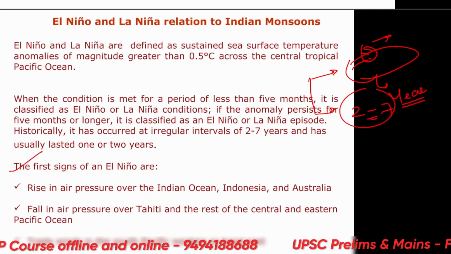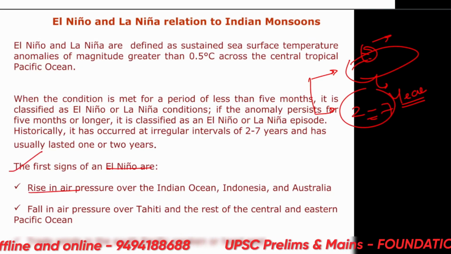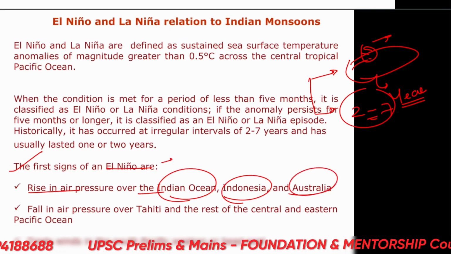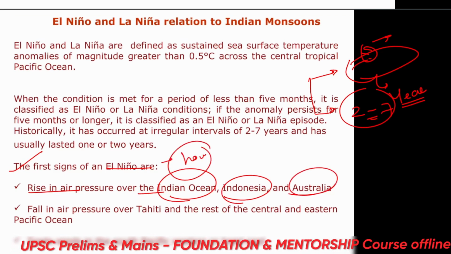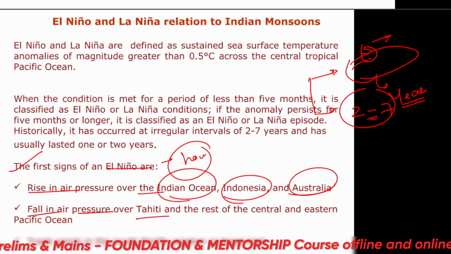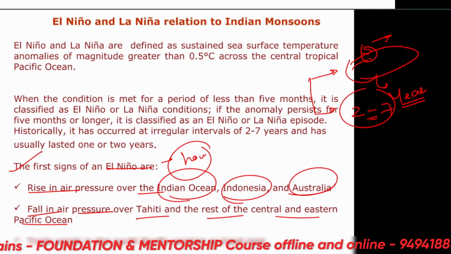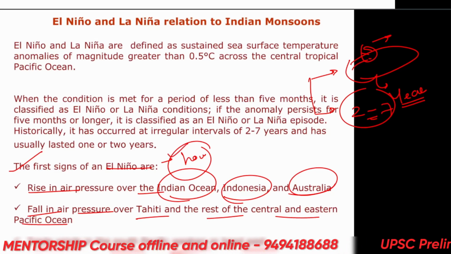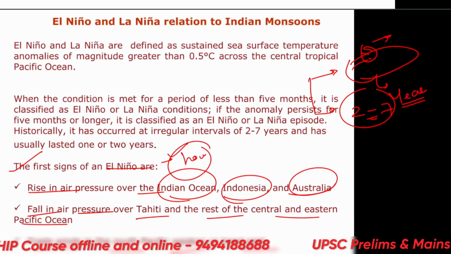So the first signs of an El Nino are a rise in air pressure over the Indian Ocean, Indonesia and Australia. So what we are seeing here is a rise in air pressure, and a fall in air pressure over Tahiti and the rest of the central and eastern Pacific Ocean, and trade winds in the South Pacific weaken or head east. So this is an El Nino year. You can correlate with the current ongoing happenings.